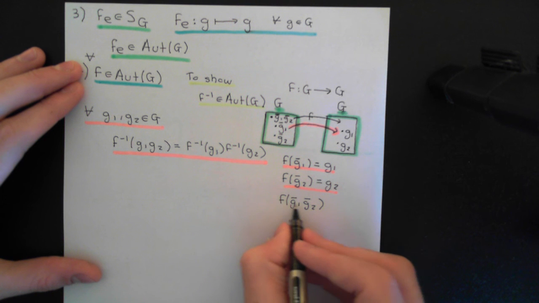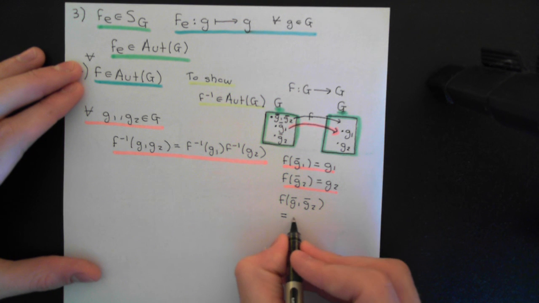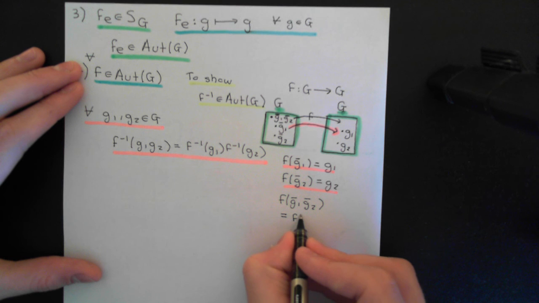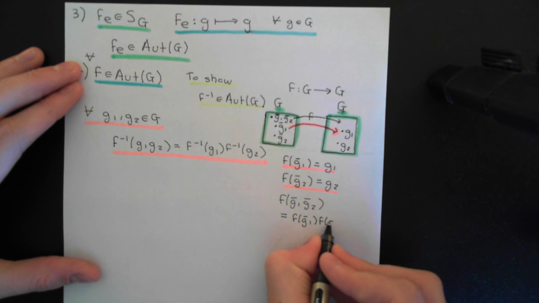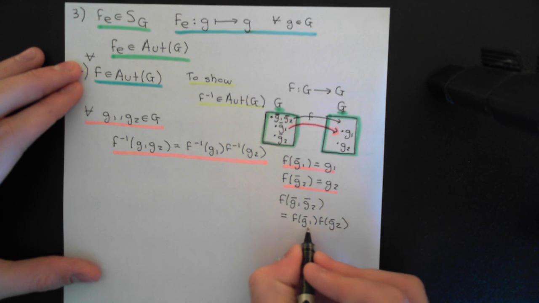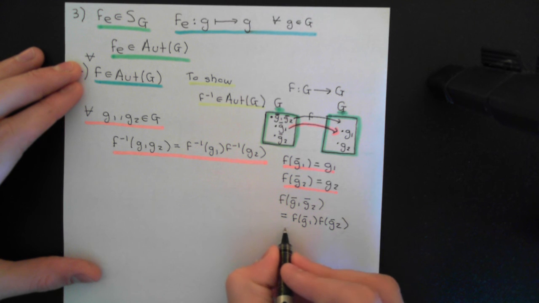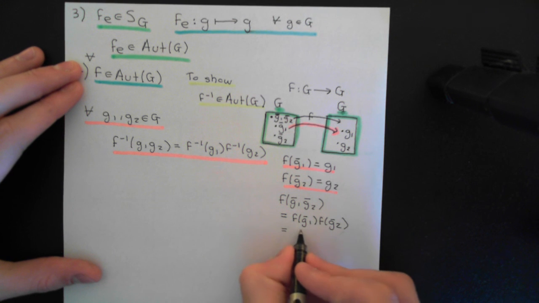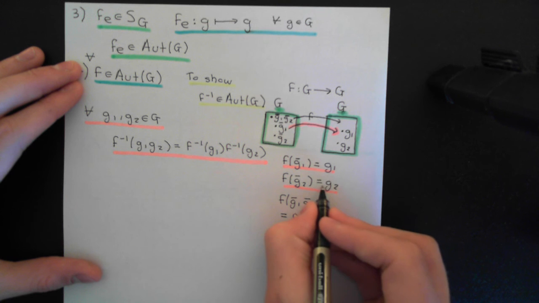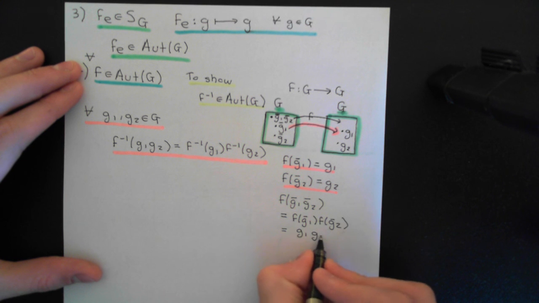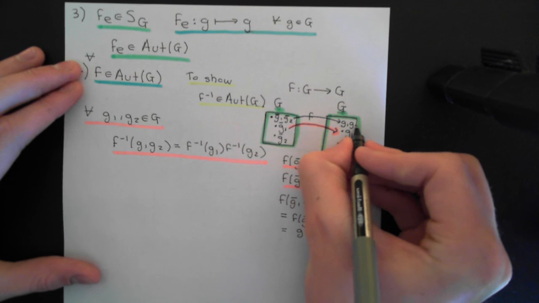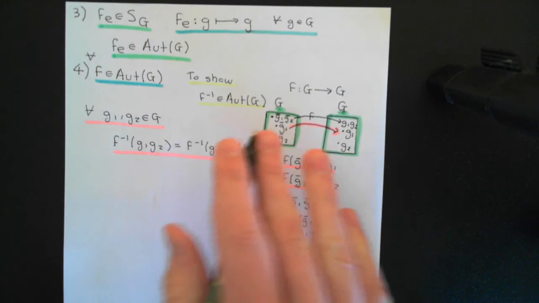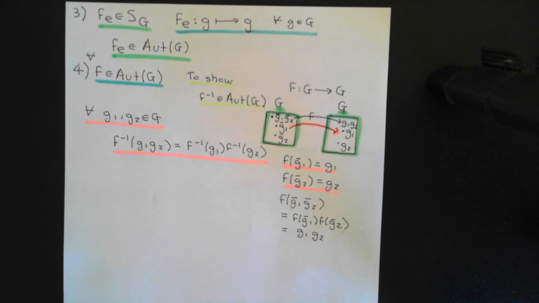Well, because this is a group automorphism, I can split this into f of G1 bar composed with f of G2 bar, and of course the answer to f of G1 bar is just G1, and the answer to f of G2 bar is just G2. So the answer is G1 composed with G2. So that's really a nice picture of what it actually means to be a group automorphism there.